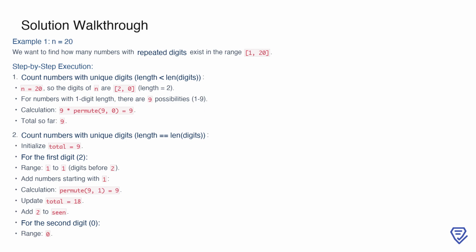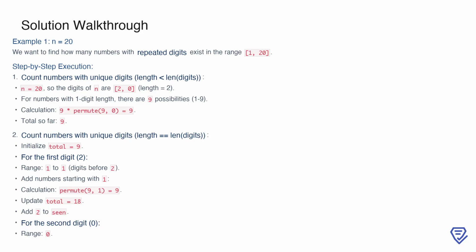Now, we move on to numbers with the same length as n, which is 2 digits. Starting with a total of 9, the first digit can be any number from 1 to 1, which is just the digit 1. Numbers starting with 1 are calculated as permute(9, 1), which equals 9. Adding this to the total gives us 18 so far. The digit 2 is then added to the seen set to keep track of used digits.